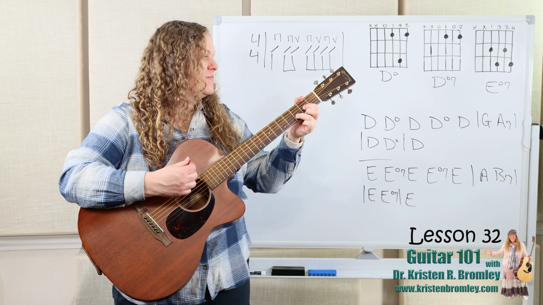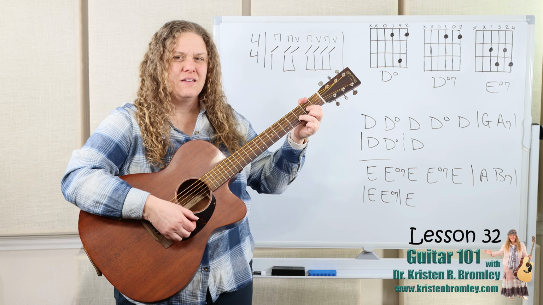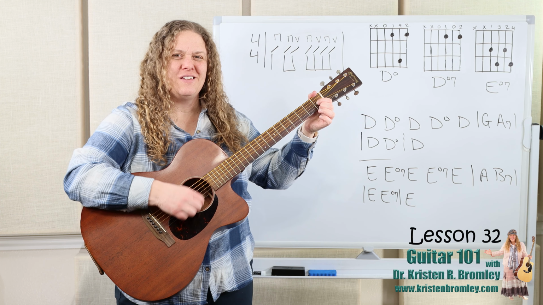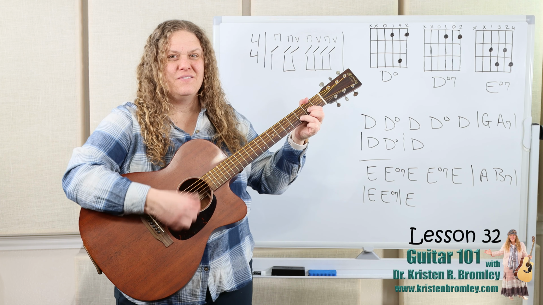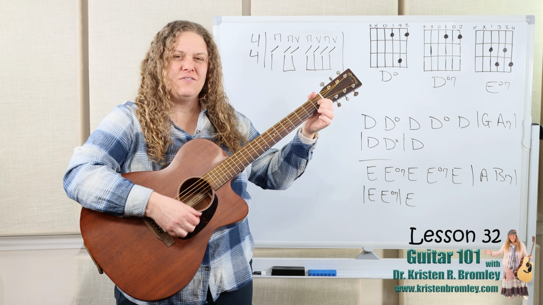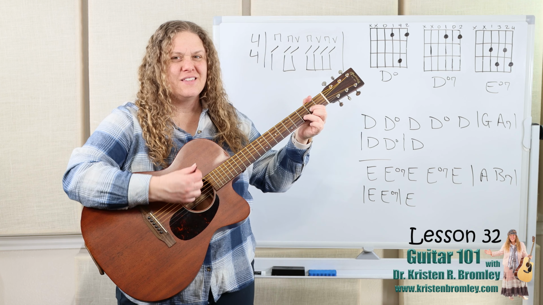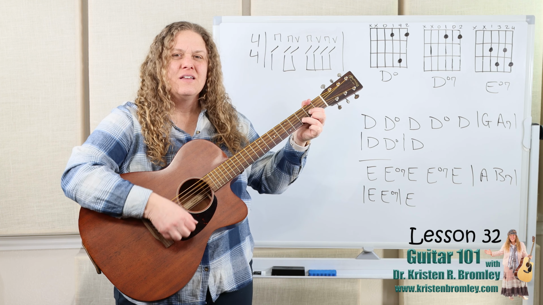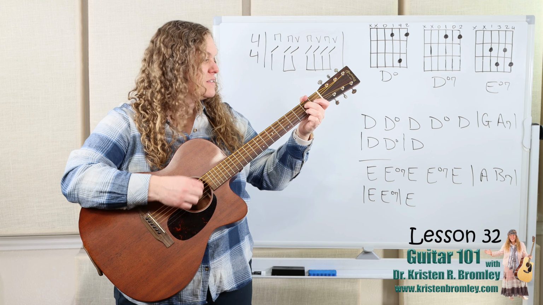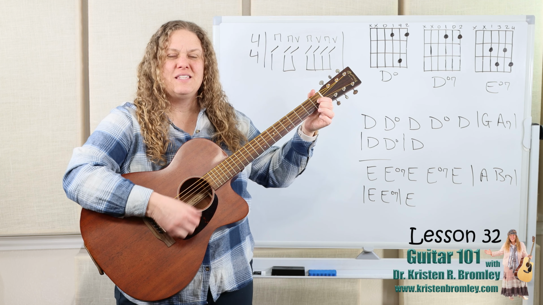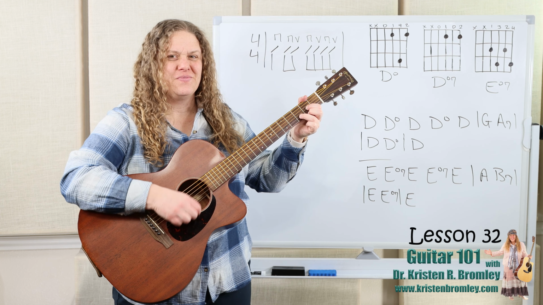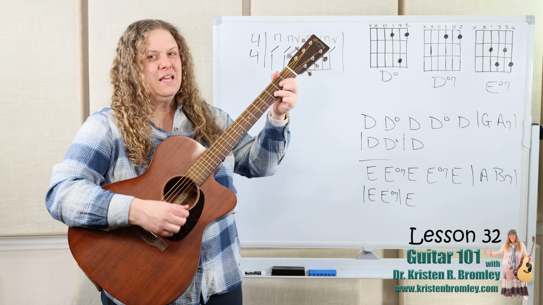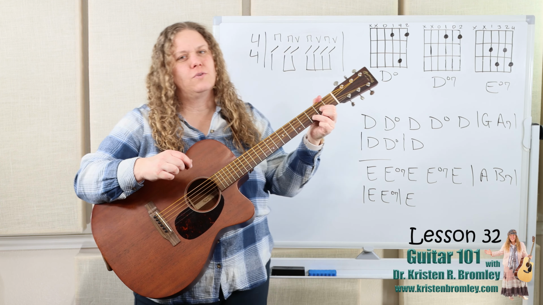Let's do it again. D to the D fully diminished, to D, to the D fully diminished, to the D, to the G, A7, D, D fully diminished, and D. We'll end there. Now this is what's kind of cool about the fully diminished seventh chord.